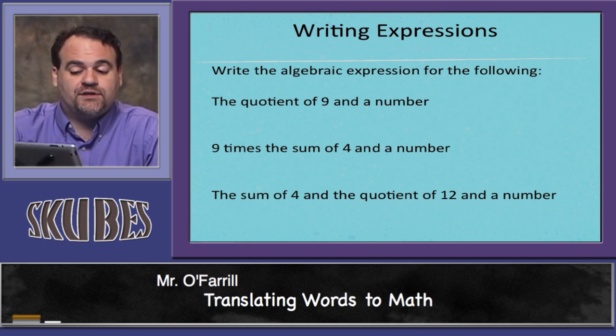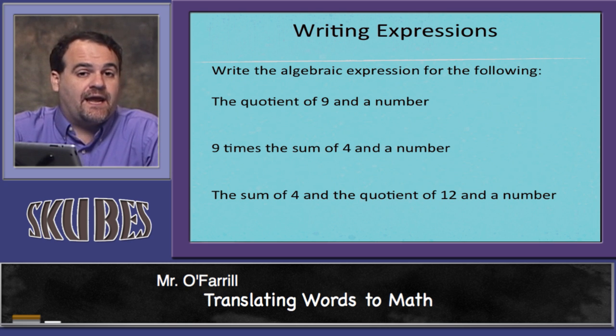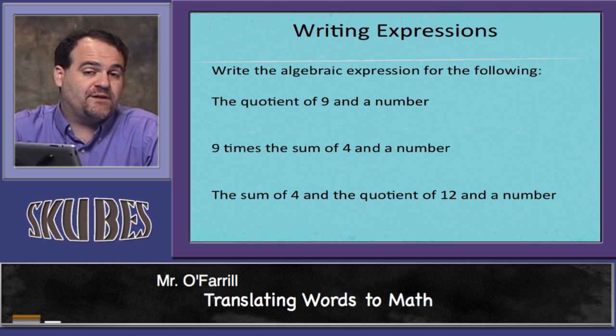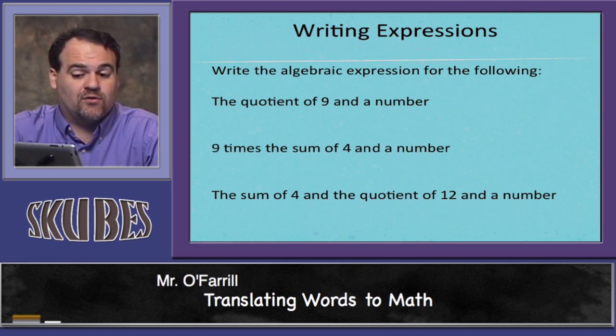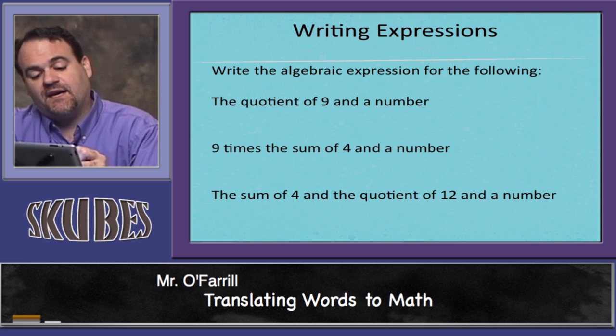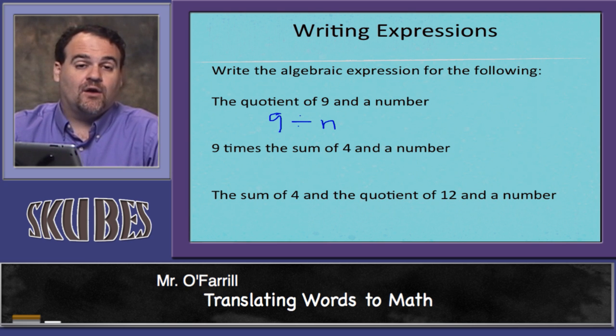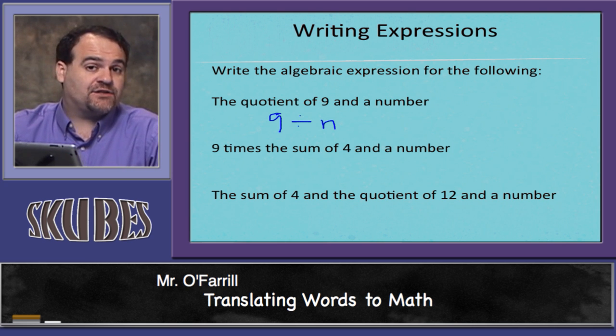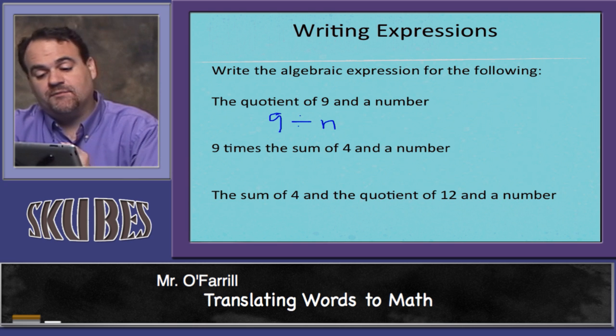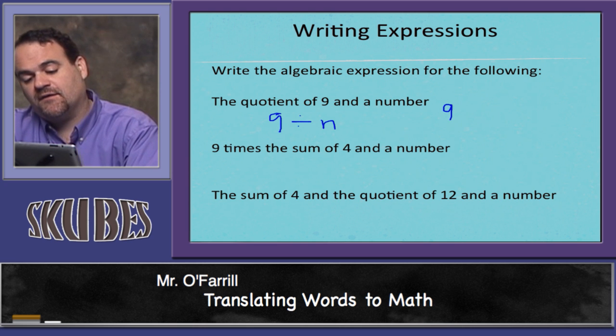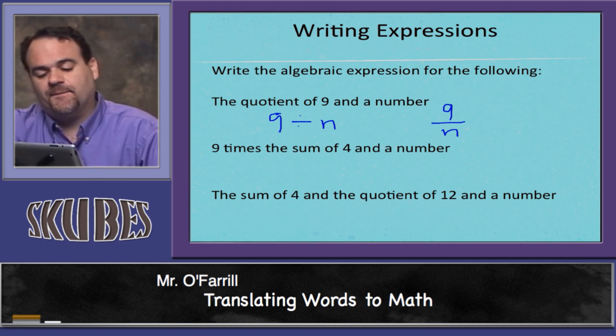Okay? The quotient of 9 and a number. Okay? This is not like the problem we just did. It's being presented in the order it should be done. We can say 9 divided by a number. I'm going to go back to using n again. Or, remember, fractions really are division problems. So we can also say 9 divided by n.